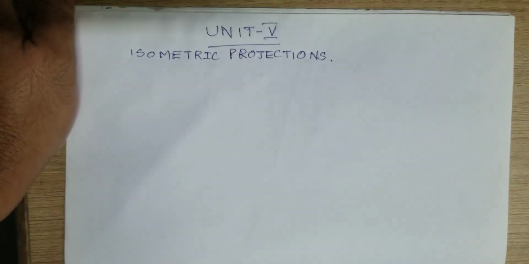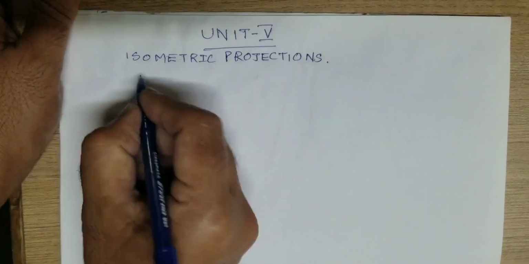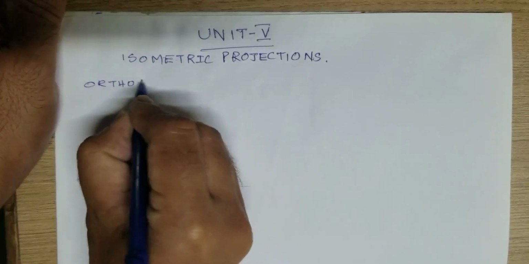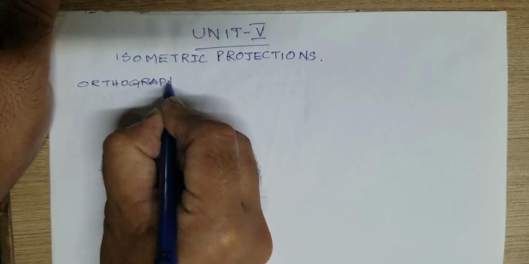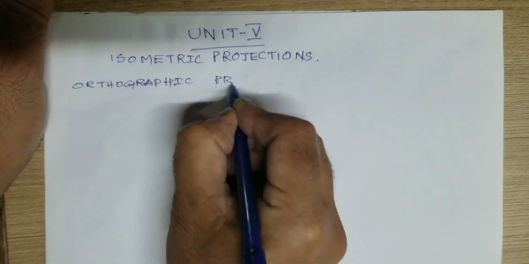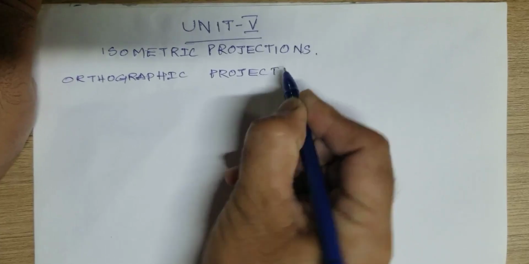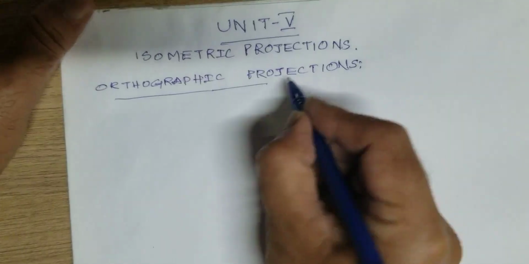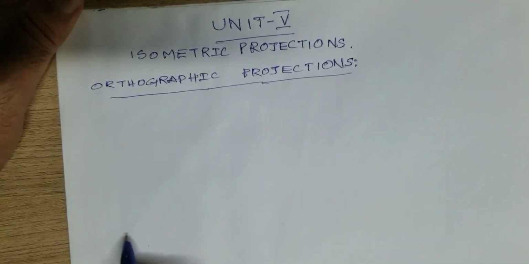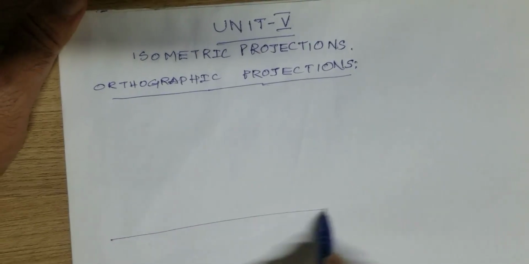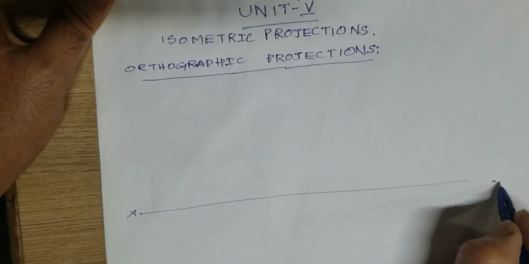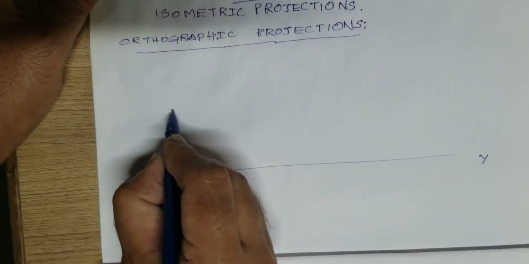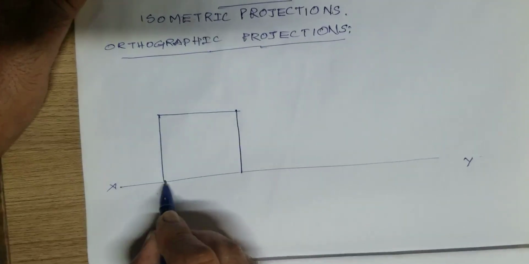But when you are drawing in orthographic way, I would like to explain orthographic. Let us say I am drawing that cube in orthographic way. When you are seeing this cube from the front, how are we going to draw it? We have some idea about orthographic projections. First of all, we have to draw the XY line. Then the front view you have to draw. When you are seeing from the front, it is visible as a square.